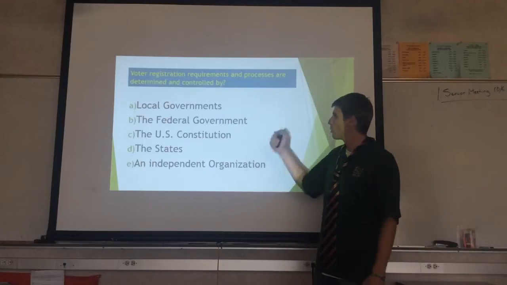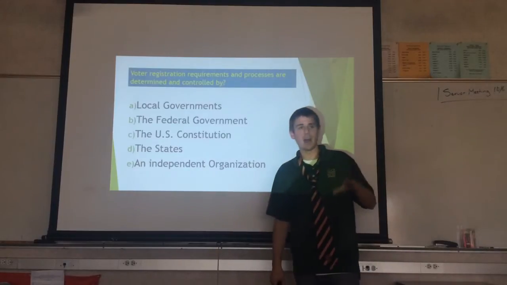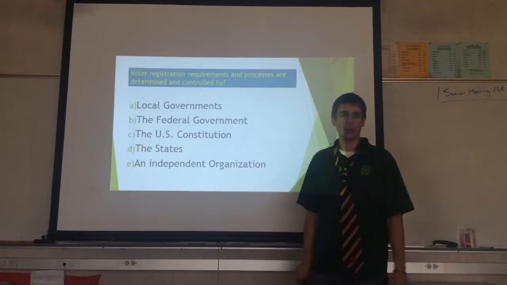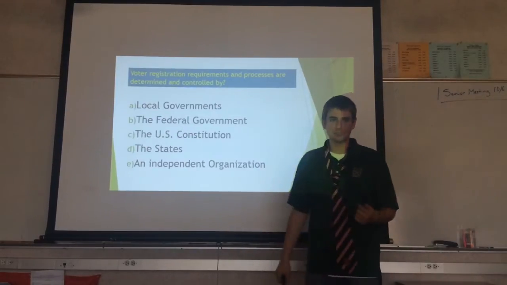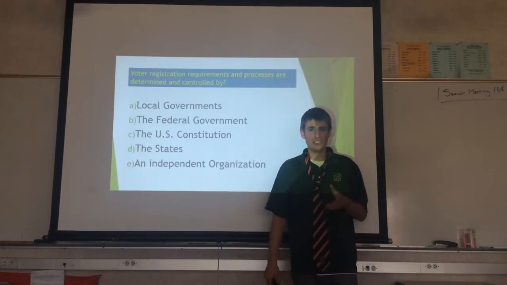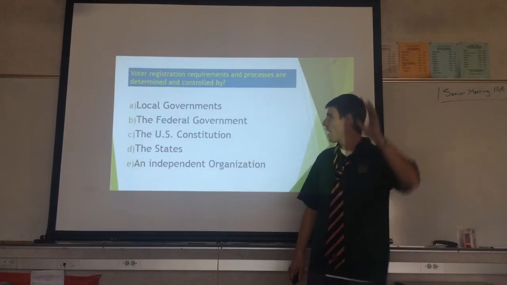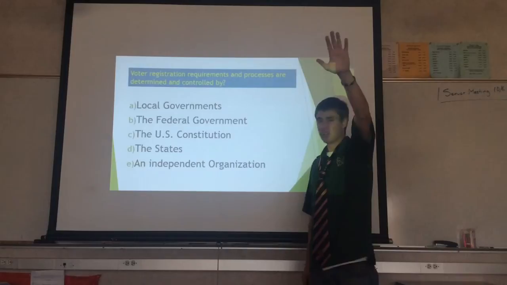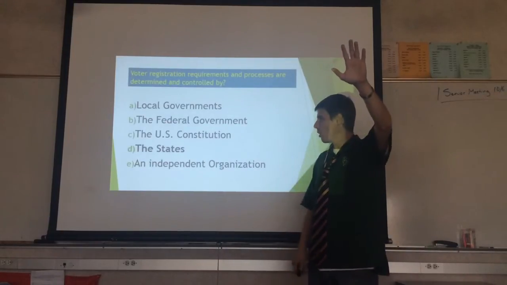A little bit of a quick check for understanding. Voter registration requirements and processes are determined and controlled by who? Take 26 seconds, answer that question. Check with your neighbor, make sure that they got it. We just went over this. The answer, votes for A, votes for B, votes for C, votes for D. Hands up for D. Awesome.